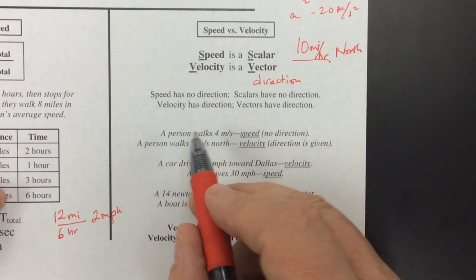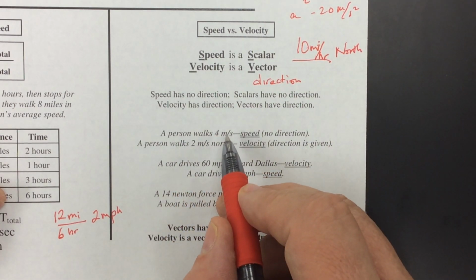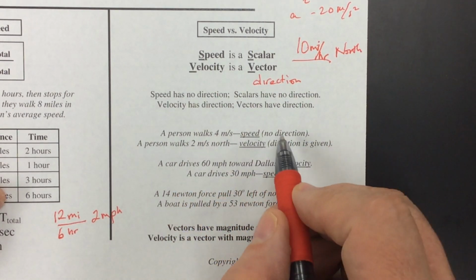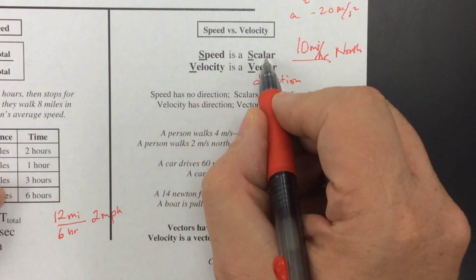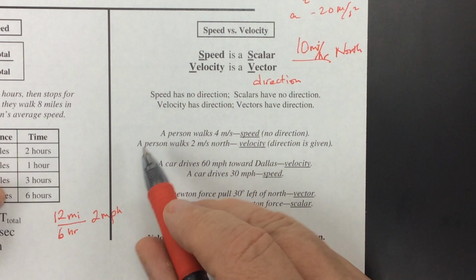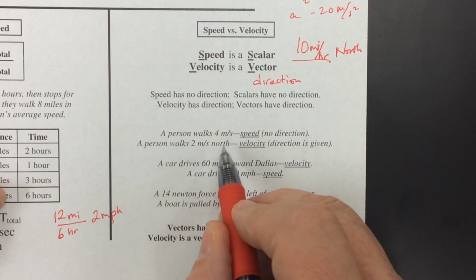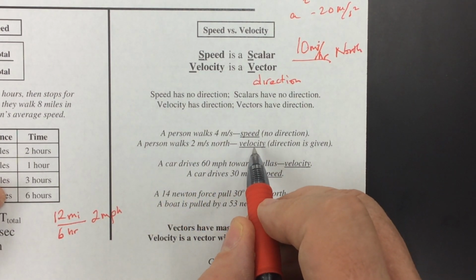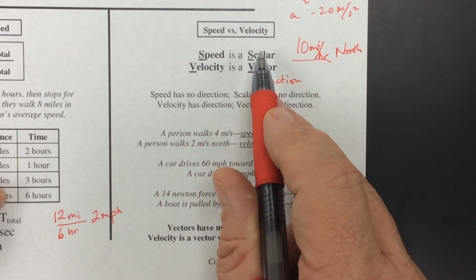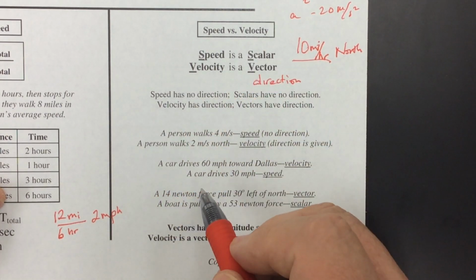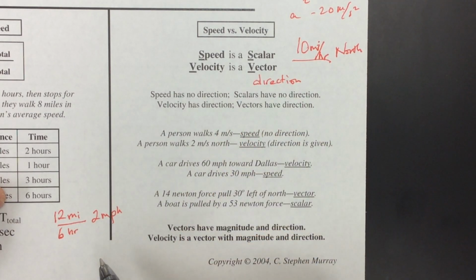Okay? So a person walks 4 meters per second. Okay, that's a speed because it has no direction. So speed is scalar. Okay, a person walks 2 meters per second north. That's velocity because there's a direction. So velocity is a vector, speed is a scalar. SSVV, real easy to remember. Most people don't mess that up.